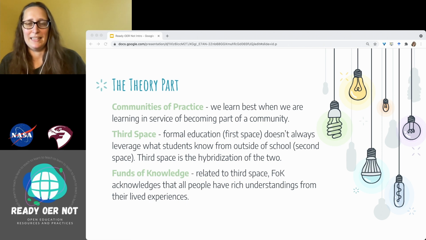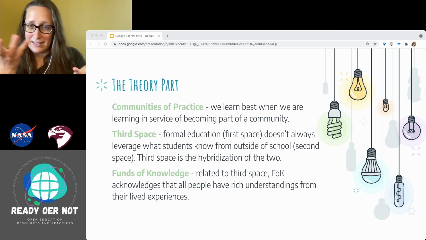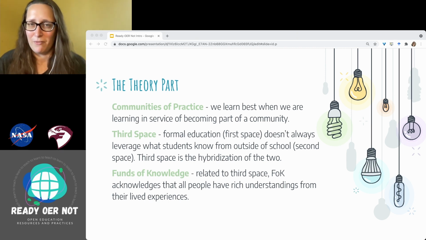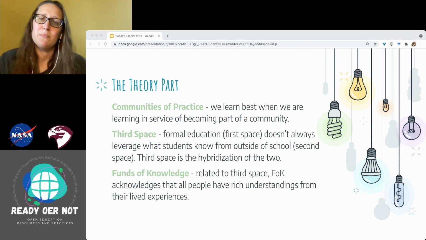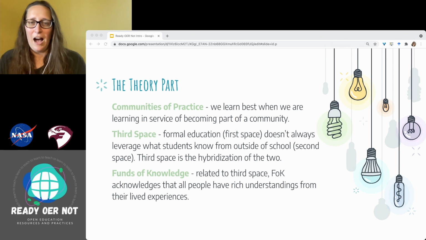Third space is the idea that your formal education, which is the first space, doesn't always overlap or talk nicely with second space, which is all the learning that students do outside of school. Third space is the intentional integration of those two, which is something that can be accomplished through OER and OEP. And it sort of draws on funds of knowledge, which is just the idea that everyone has rich understandings from their lived experiences.